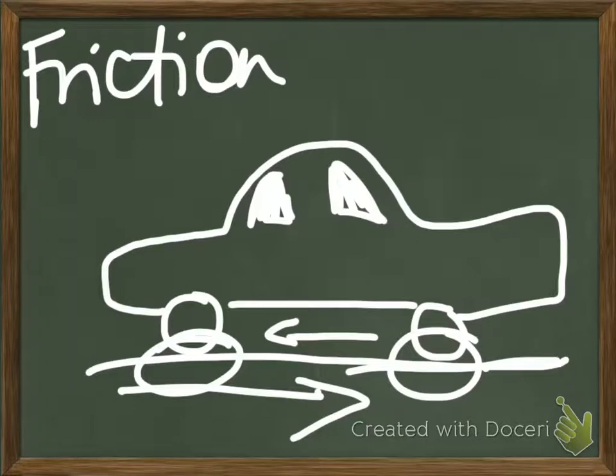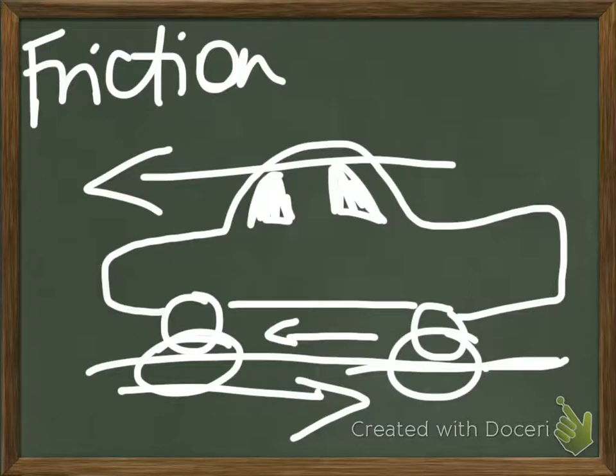So the car is moving this way, and friction is opposing it, going in the opposite way. So it's kind of like a conveyor belt where the things are going forward but everything else is going back, but the conveyor belt underneath is moving backwards.